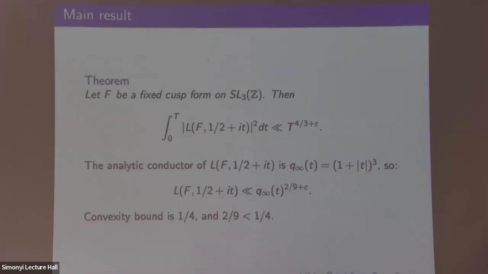Okay, so just to judge the quality of this result. The analytic conductor of zeta is basically t. The analytic conductor of zeta cubed is like t cubed, and similarly, if you take a cusp form on GL3, the analytic conductor is like t cubed. And so the convexity bound is always the conductor to the 1/4 power. So here, this 4/3 translates to giving a bound conductor to the 2/9. And 2/9 is less than 1/4. So this is the subconvexity bound for this GL3 L-function.